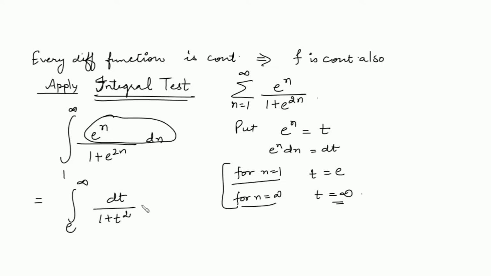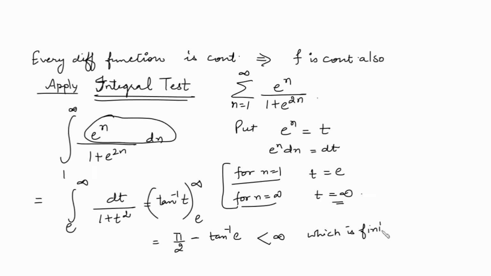What is the integral of 1 over 1 plus t square? It is tan inverse t. And now you put the limits. When you put infinity, you will have pi by 2 minus tan inverse e, which is a finite number. Now since the value of the integral is finite, by the integral test what we have is that the series e to the power n over 1 plus e to the power 2n is convergent.